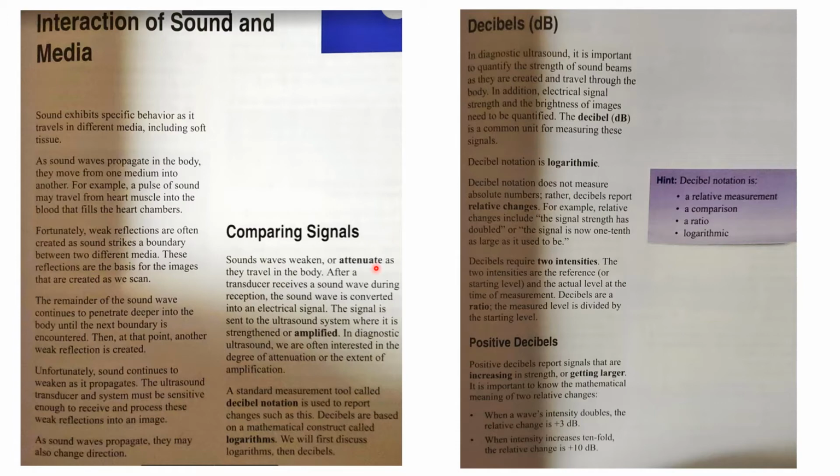Comparing signals. Sound waves weaken or attenuate as they travel in a body. After a transducer receives a sound wave during reception, the sound wave is converted into an electrical signal. The signal is sent to the ultrasound system, where it is strengthened or amplified. In diagnostic ultrasound, we are often interested in the degree of attenuation or the extent of the amplification. A standard measurement tool called decibel notation is often used to report such changes.